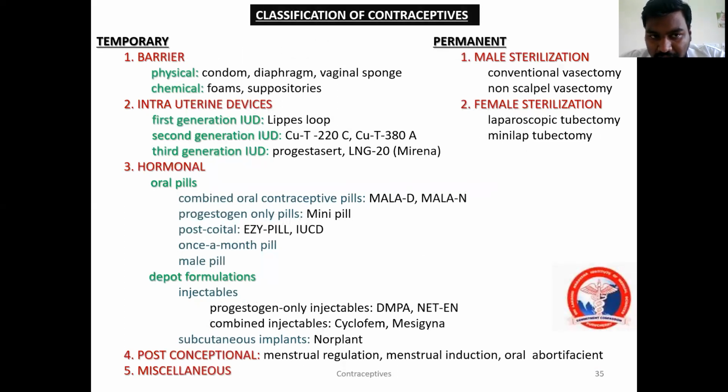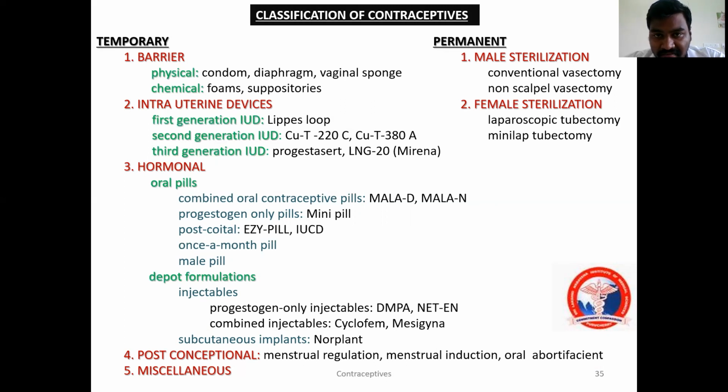Now we have seen the left arm, that is, the temporary methods: barrier methods, IUD devices, and hormonal methods. Now we come to the right side of the arm, that is, permanent methods. There are 2 types: male sterilization and female sterilization. Under male sterilization, non-scalpel vasectomy is available. It is a daycare procedure. After the procedure, the patient can go back home and resume his activity after 7 to 14 days. Even after the third day, the patient is able to walk and do regular activities.